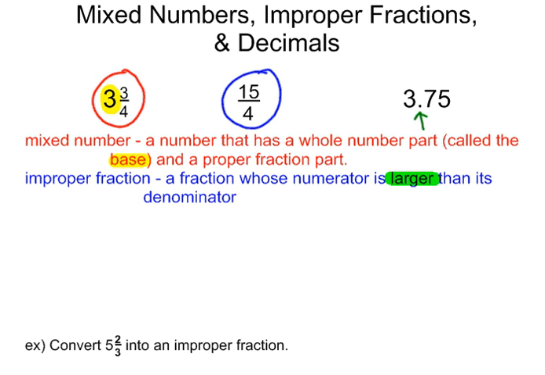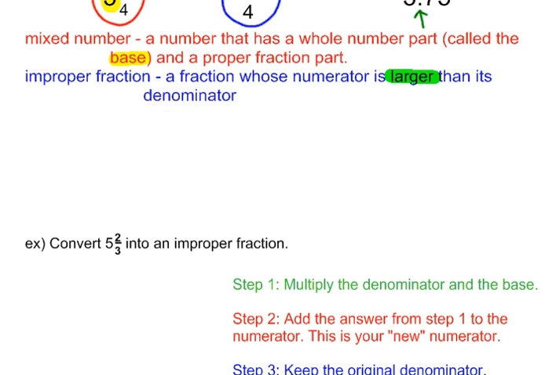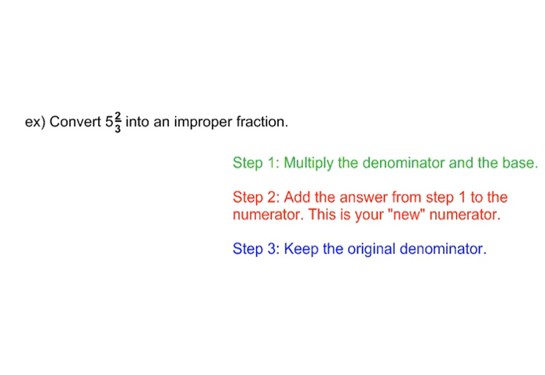So let's take a look at example 1 here. It says convert 5 2/3 into an improper fraction, and we have a few steps to do that. Step number 1 says multiply the denominator and the base. My denominator is 3 and the base of this mixed number is 5, so I'm going to multiply these together. 5 times 3 is 15.